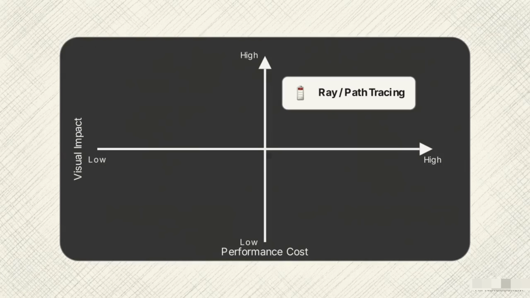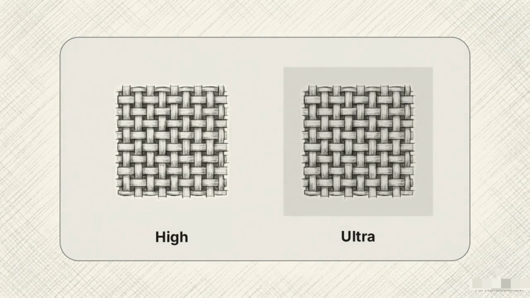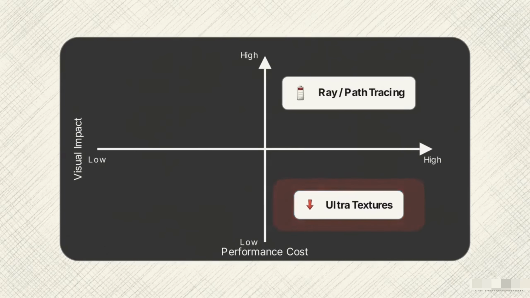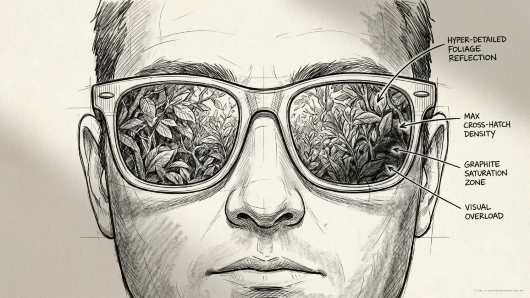Now look at texture quality. This is the difference between high and ultra on a piece of woven fabric. Setting this to ultra uses a lot of extra VRAM, but when you're actually moving through a game world, the difference between high and ultra is nearly impossible to see. This makes ultra textures a prime example of diminishing returns, high cost for almost no visible gain. Chasing hyper-realism through these maximum settings often drains your budget on details that don't actually improve the experience of playing the game.